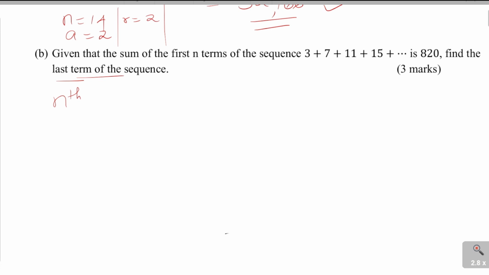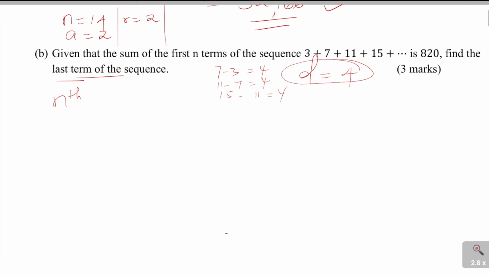Another thing you need to do is to identify the type of sequence this one is. So which type of sequence? This one is an arithmetic sequence. Why? There's a common difference. So look at 7 subtract 3, that is 4. 11 subtract 7, that is 4. 15 subtract 11, that is 4. So you can see there's a common difference, and the difference is 4. So a sequence with a common difference is called an arithmetic sequence.